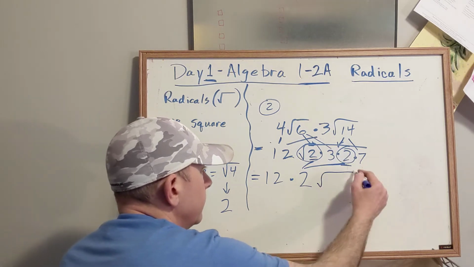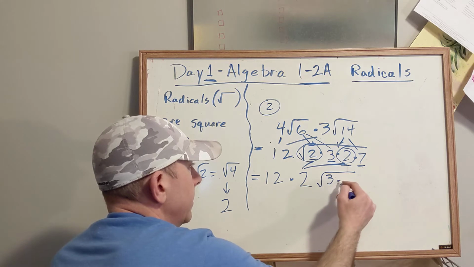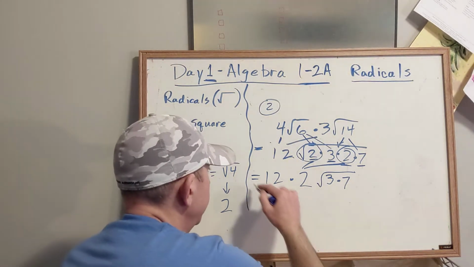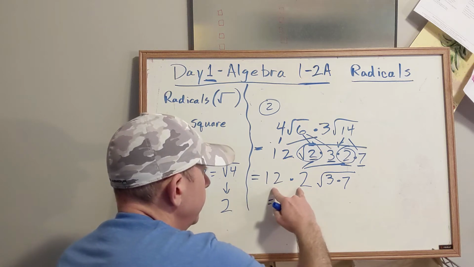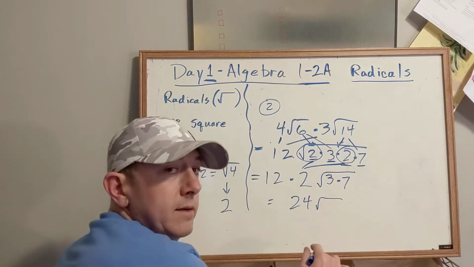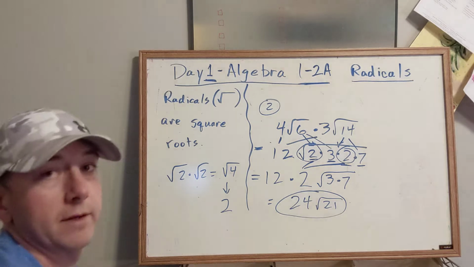Now under the radical, we still have a 3 and a 7. So what we do is take that 3 times the 7. There's no matches. So our final answer here ends up being 12 times 2 is 24, radical 3 times the 7 is 21. So that would be my final answer there.